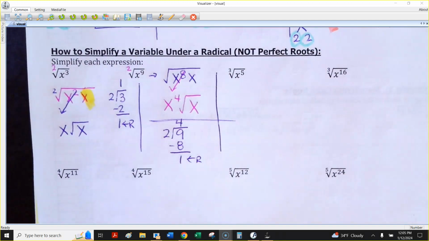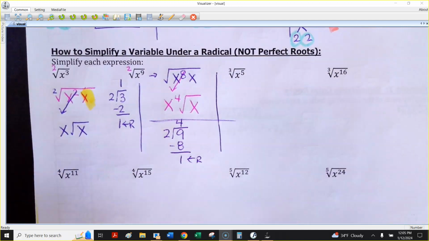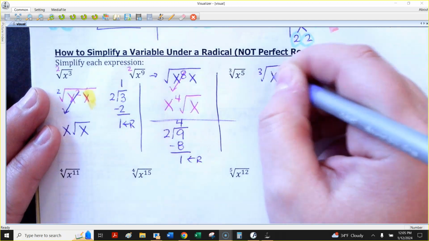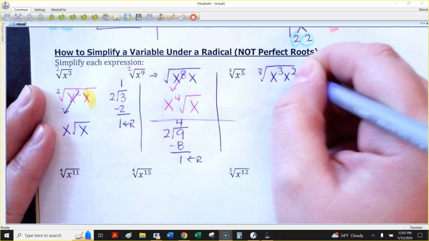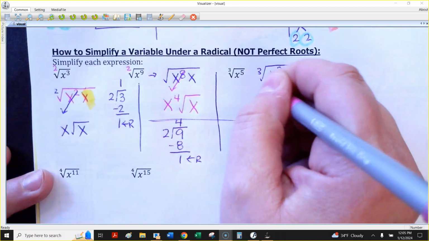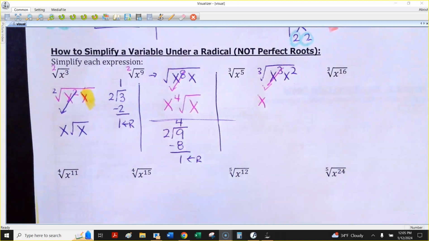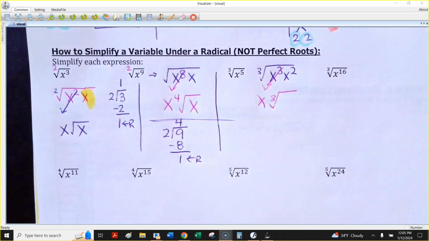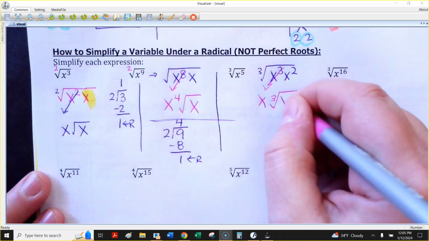All right. If you're working with a cube root, you need the exponent to be divisible by 3. So if I was going to break this apart, I would write x to the 3rd times x squared. If the exponent's divisible by the root, it's a perfect cube, so I'm going to remove this. This would come out as just x to the 1st, and then you would have, and I always forget this, but if you're working with a cube root or a 4th root or whatever, try not to forget to write the little index in there, and you'd have an x squared left underneath.